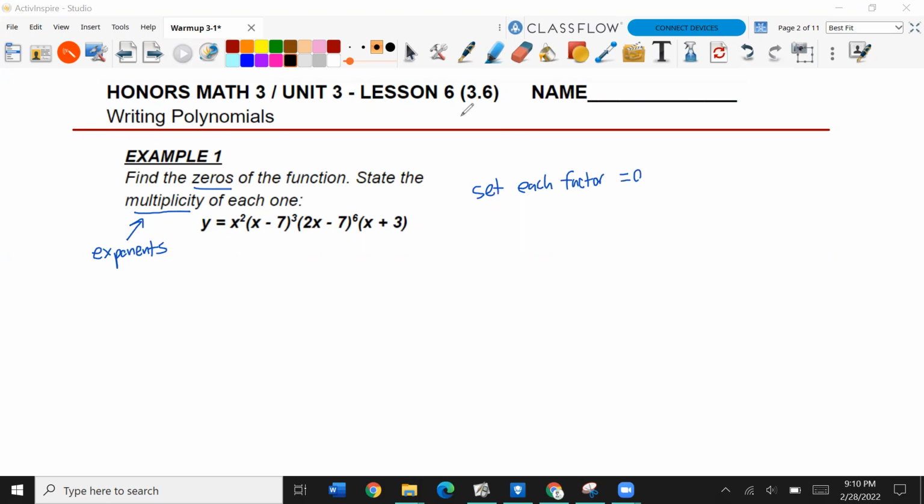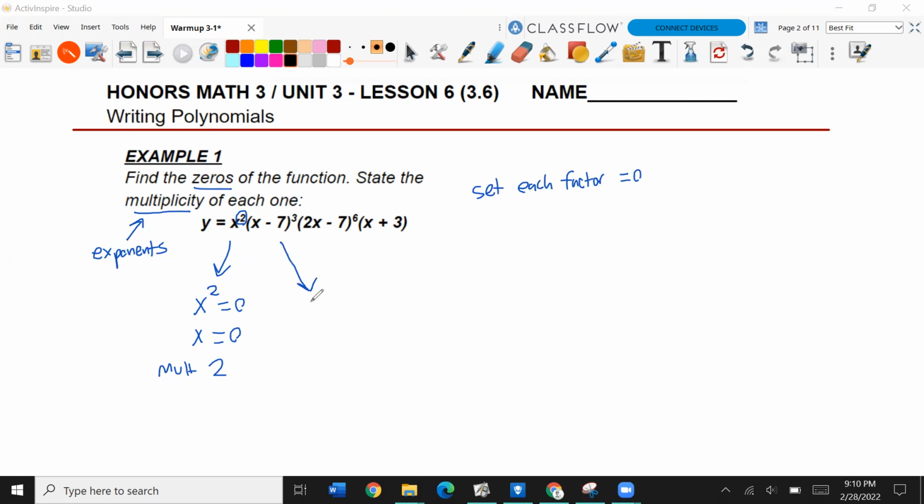So we'll start with the x squared. Now we don't really need to have the square on there. You can say x squared equals 0, but really just x is going to equal 0 in that situation. Now its multiplicity is going to be 2, because of that square, right? So that's going to be that one right there.